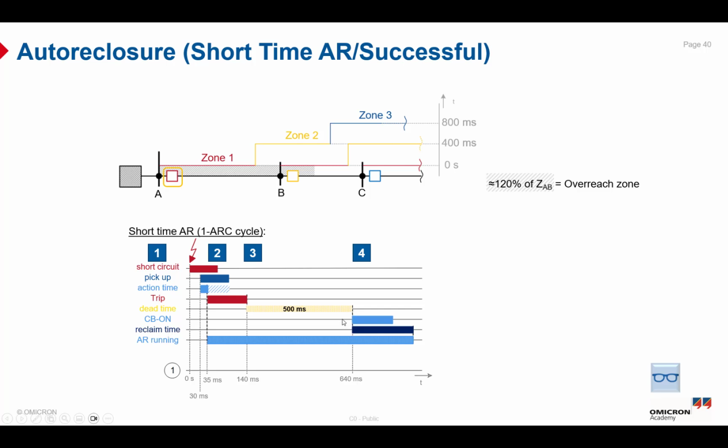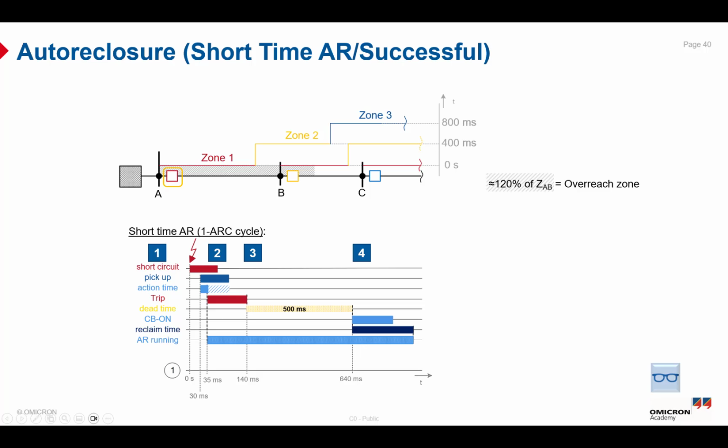And then the reclaim time will be initiated after the circuit breaker closes. Then the AR is assessed as successful or unsuccessful based on the reclaim time. After the reclaim time has elapsed, the AR running process will be ended by the end of the reclaim time. So here is the time signal of the successful auto-reclosure, short time auto-reclosure for a single shot.